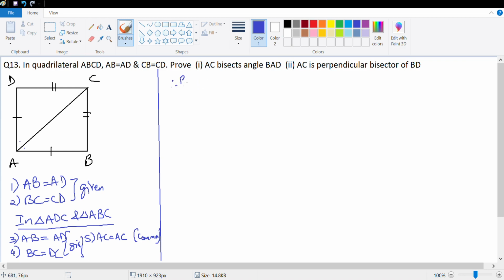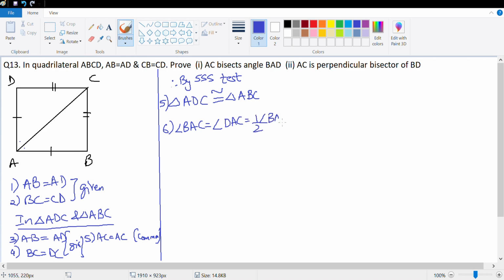Therefore, by SSS test, triangle ADC is congruent to triangle ABC. So if these two are congruent, what it means is, this is point number 6 for me, angle BAC is equal to angle DAC is equal to half of angle BAD. Perfect. So these two angles are equal. Let them be equal to x. So number 7, hence AC bisects angle BAD. Done.